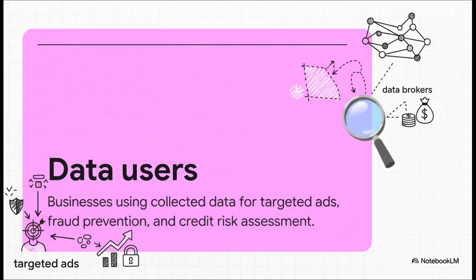In English, businesses that use collected data for purposes like targeted advertisements, fraud prevention, and credit risk assessment. Okay, so these are the customers of the data brokers. They're the ones who buy those detailed profiles to do things like show you those ads that feel a little too specific, or maybe decide your credit score, or even figure out if you're a risk for insurance. This is where all that data collection turns into real-world decisions that can directly affect you.